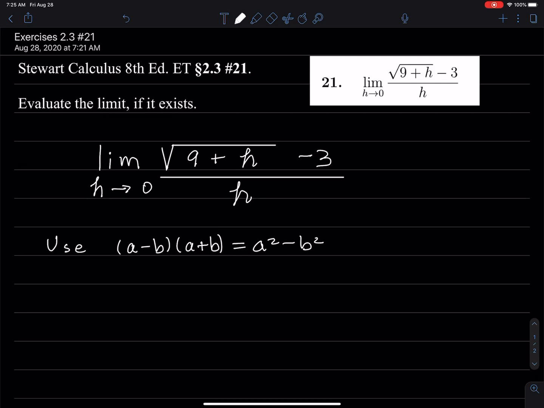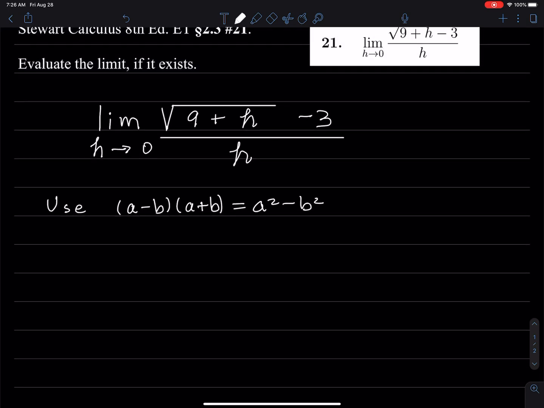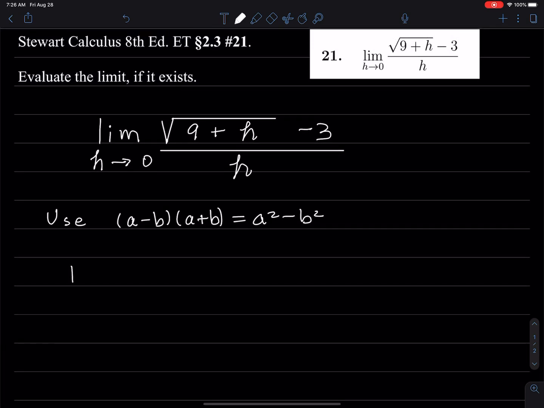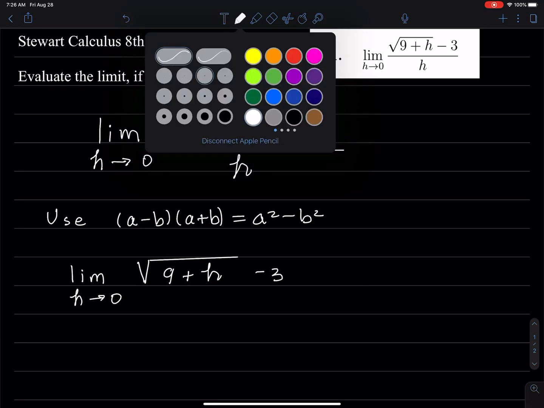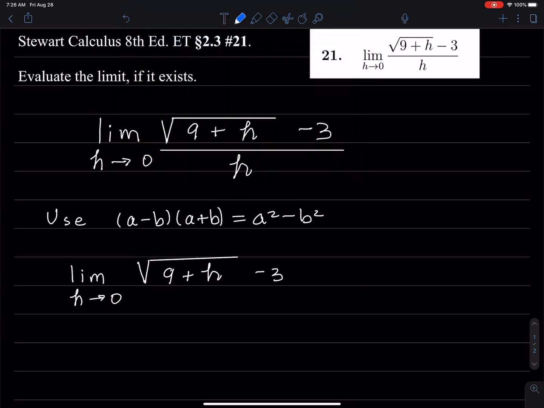So how are we going to use that here? Well, in the numerator, we have a radical minus 3. What I'm going to do is multiply that by what some people would call the conjugate. So I have a radical minus 3. I'm going to multiply it by a radical plus 3. I'm going to maybe pick a different color. A radical plus 3.